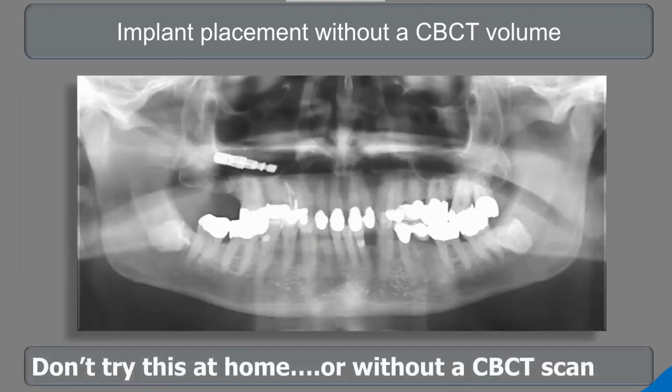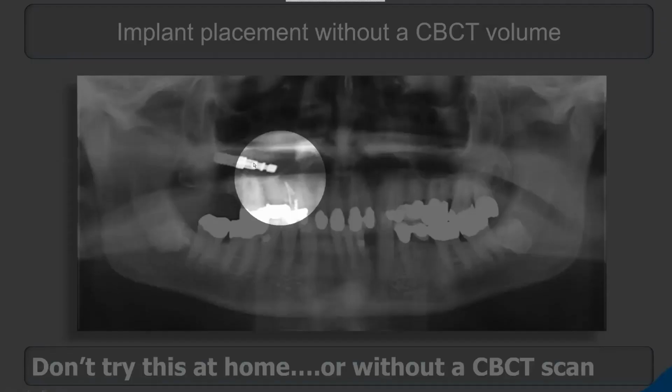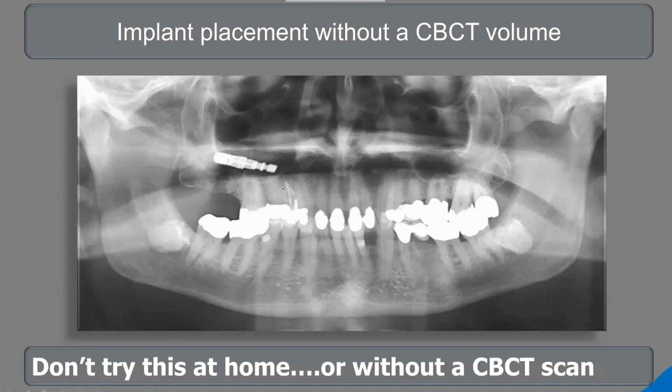Well, we found it. So there you can see it's floating in the sinus. And in fact, if you look close enough, the implant looks just as shocked as we do. But clearly there's the implant with the implant mount still attached. So of course, this is a very bad day for this clinician.